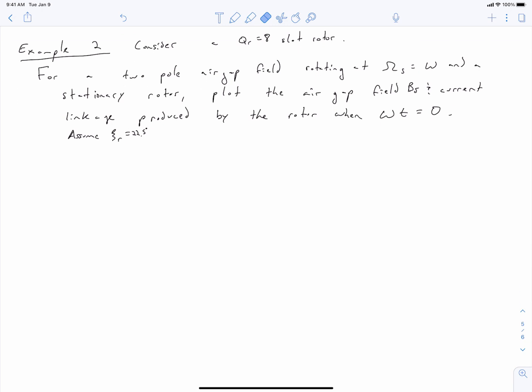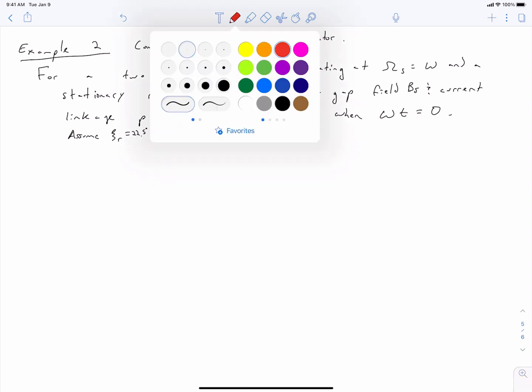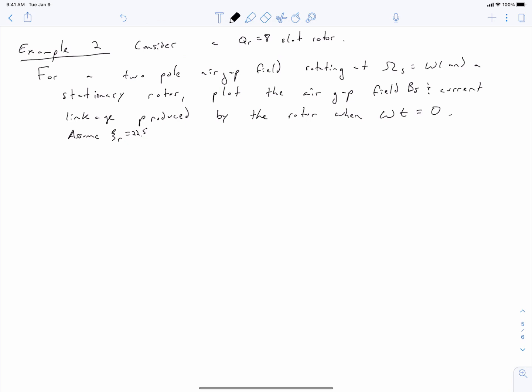Next, let's consider an 8-slot rotor. For a 2-pole air gap field rotating at omega s equals omega t, again I want you to do the same thing that we've been doing so far. So omega s equals omega t, we've got a stationary rotor. Plot the air gap field, B delta, and the current linkage produced by the rotor when omega t equals 0. This time, assume that your rotor impedance angle is 22.5 degrees.